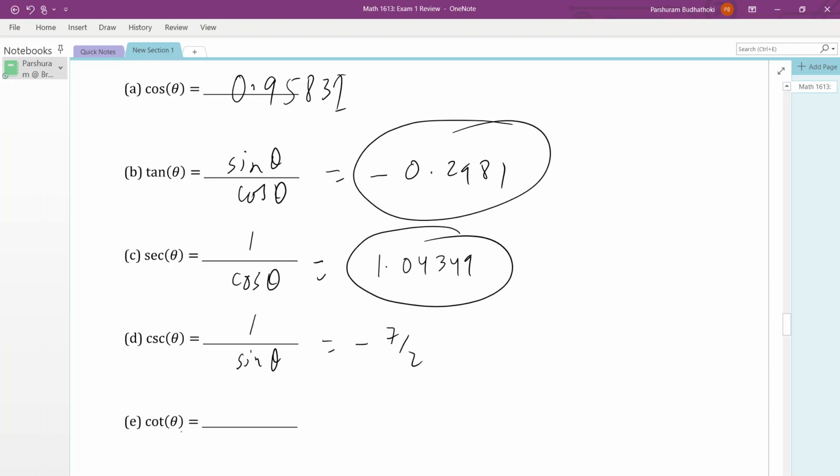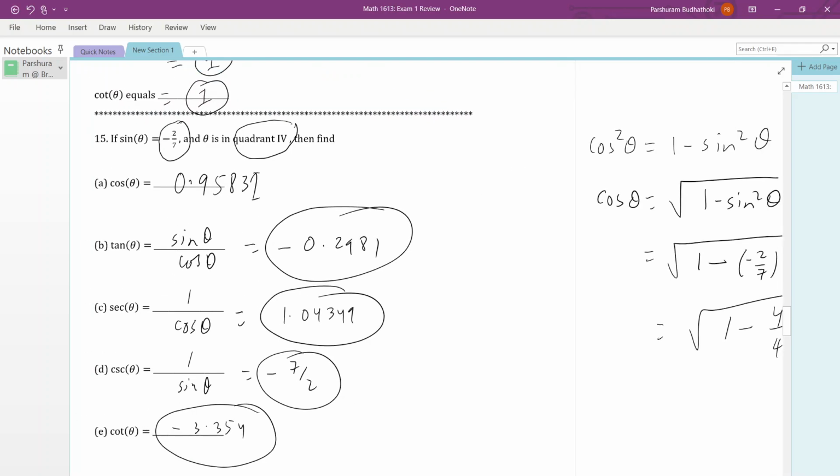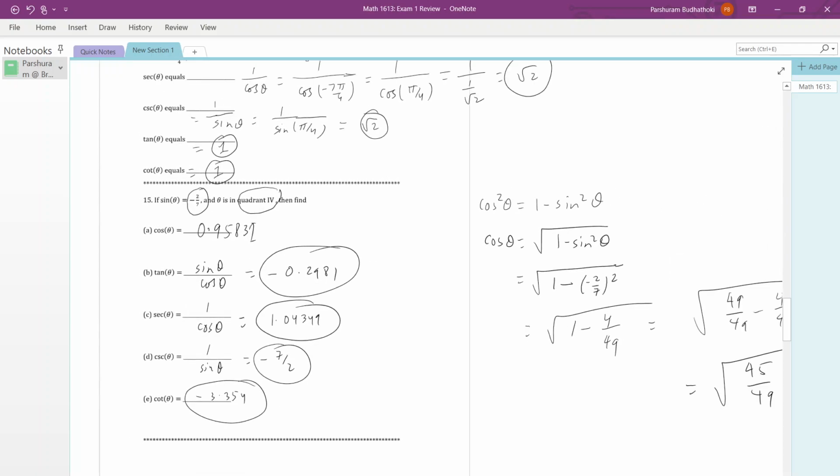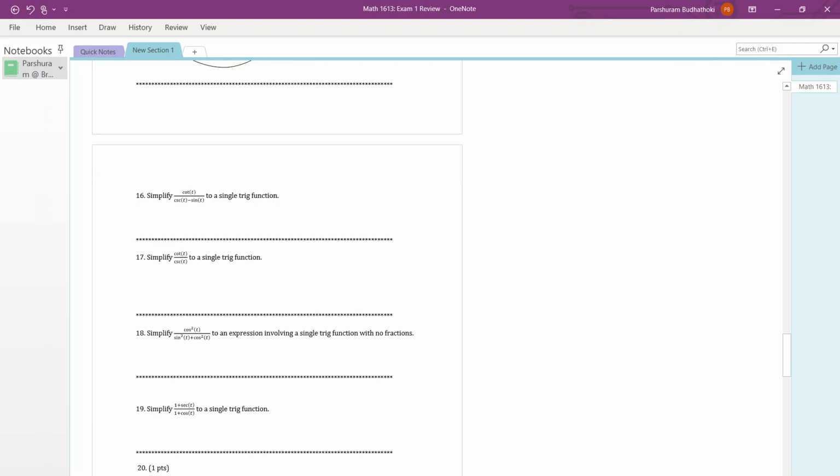Cotangent theta is just the reciprocal of tangent theta. Because it's cosine theta over sine theta, the value would be negative 3.354. Okay, so basically you just have to use the trig identity to solve this problem as well. So let's go to the next problem, problem 16.